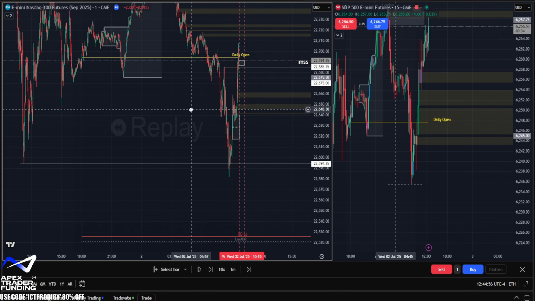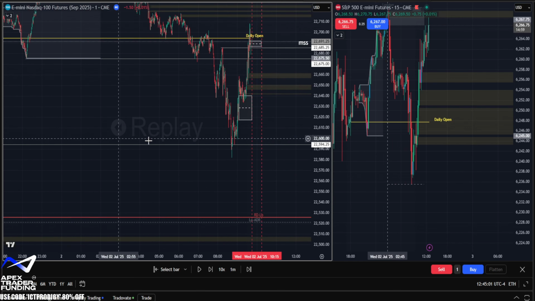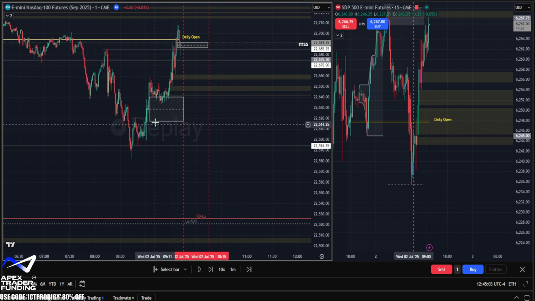So you know that this is invalid, you know this is invalid, and then once you see it take out the sell side, you know for a fact price is going to start reversing.